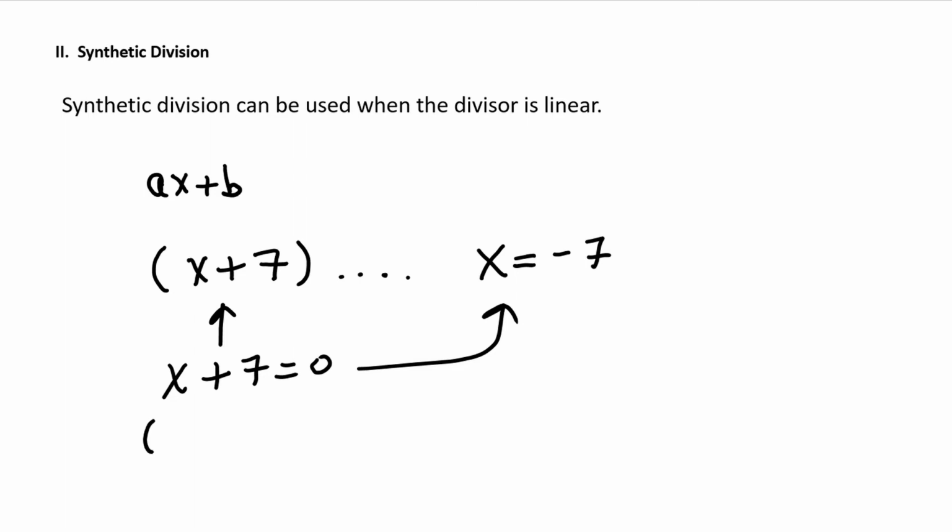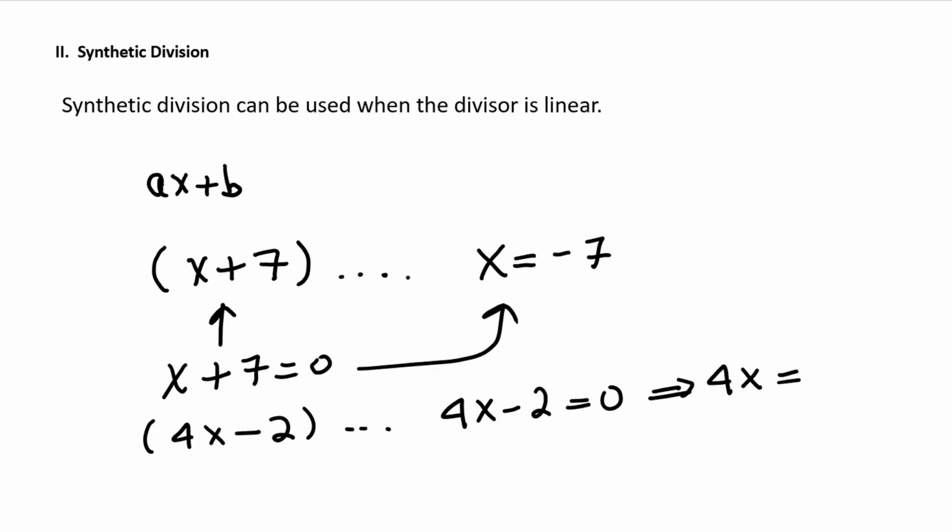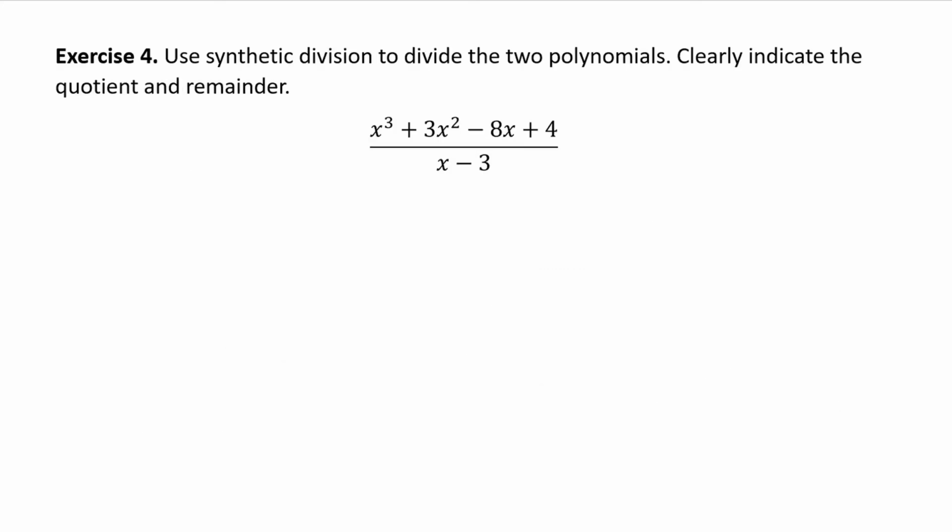If you have a divisor that is 4x minus 2, then what you would use is the x value when 4x minus 2 is set equal to 0. That is 4x equals 2, and so x is equal to 1/2. We would use the constant 1/2 here. We would use the constant negative 7 if your divisor is x plus 7.